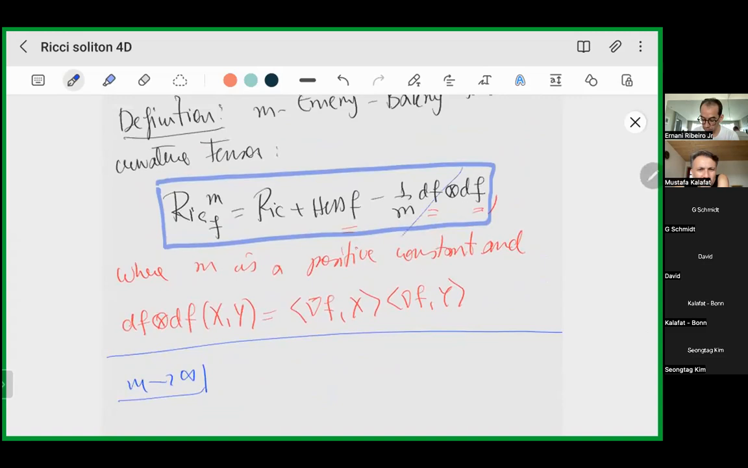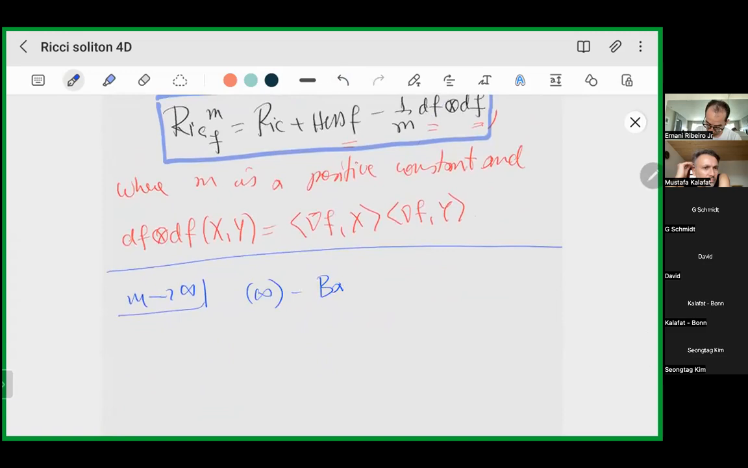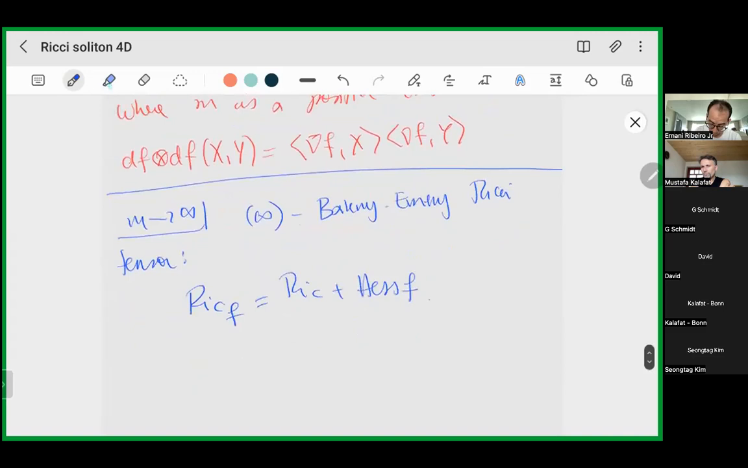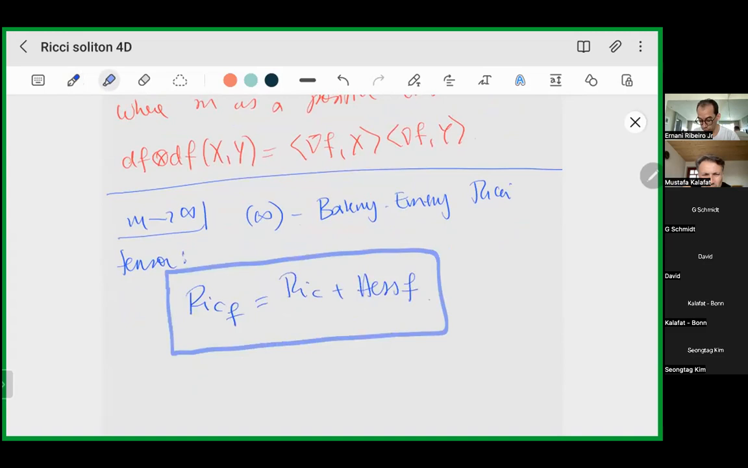Okay? But when you do that, we obtain what we call the infinite Bakry-Emery Ricci tensor. Of course, the infinite here is just a notation, okay? But it is given by Ricci f, which is essentially Ricci plus the Hessian of f. It's a modification of the Ricci curvature as well, but we only consider one term more, which is given by the Hessian of the potential function.